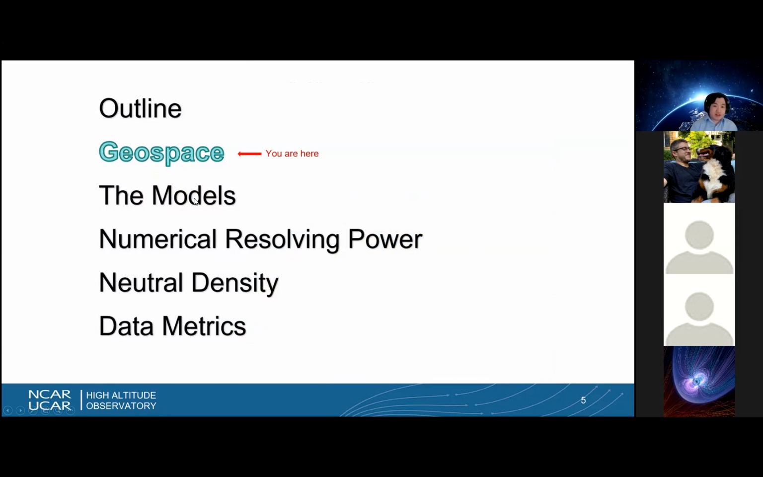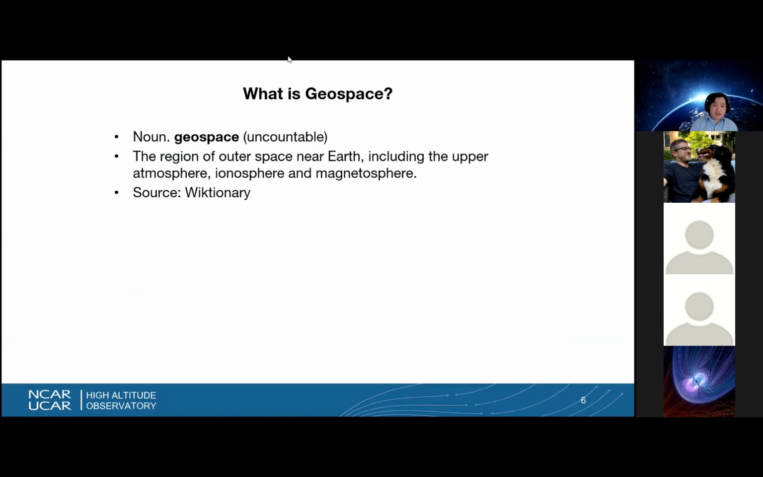All right, so now I'll discuss the different regions of geospace. I just mentioned geospace. What is geospace? It's a noun, it's uncountable. It really depends on how you separate the different regions of geospace. Some models will include multiple regions together. Some models will overlap with other models. You can define it however you want. It's the region of outer space near Earth, including the upper atmosphere, ionosphere, and magnetosphere. So it's really anything around Earth.